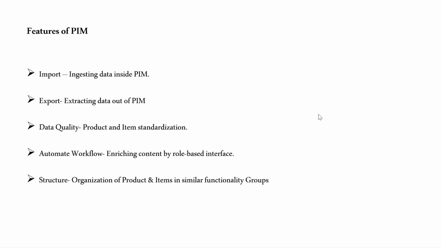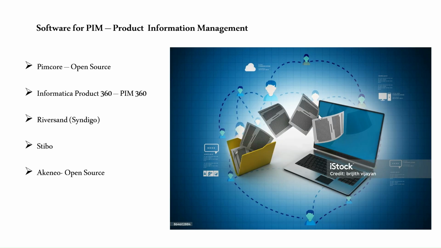This we will discuss in detail. I will come up with a detailed video, but this is just an overview. Then as I already explained, structure means organizing the products and items into different groups. And at last, these are the different tools and software available for product information management. We can use them as per our requirement. I have listed a few of them.